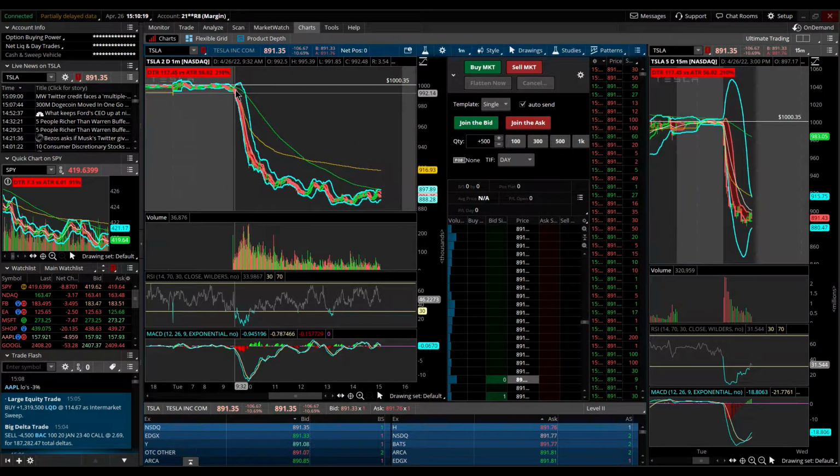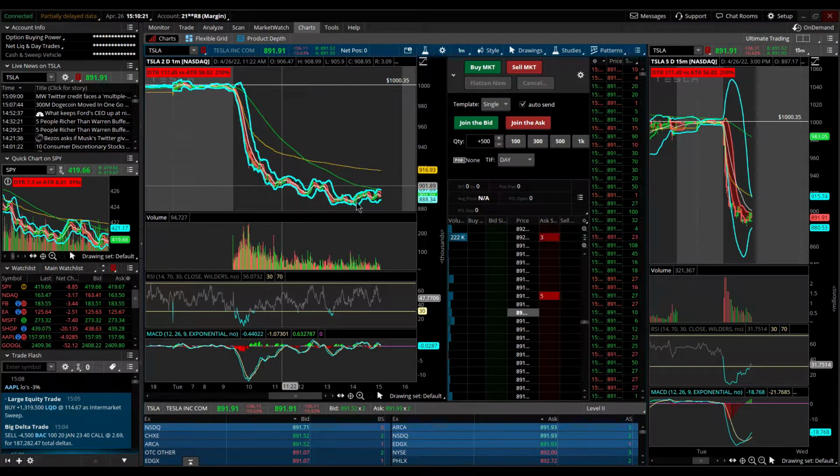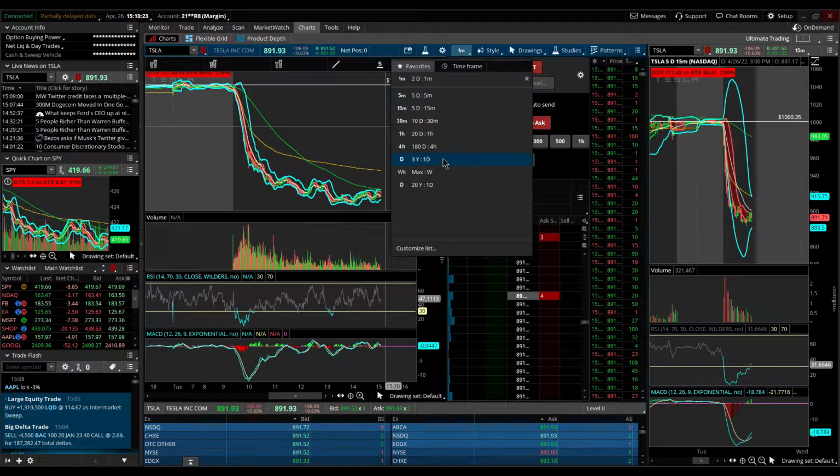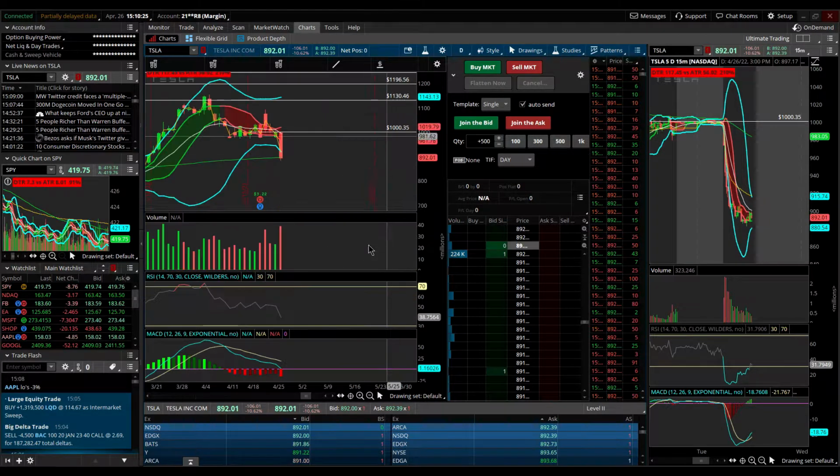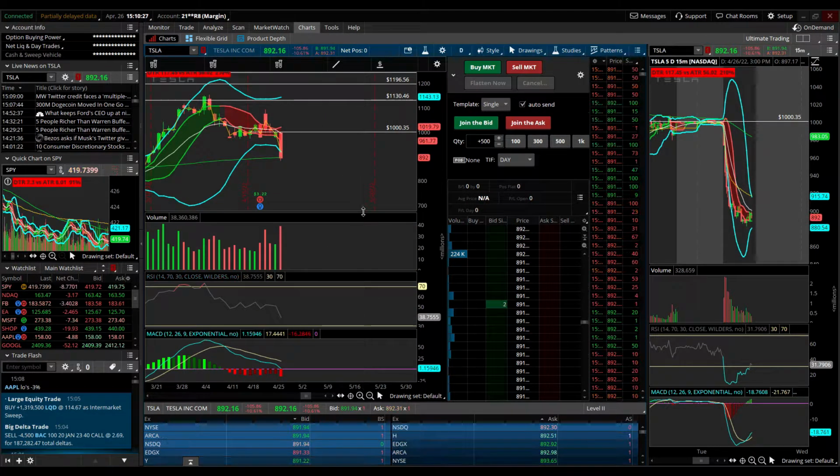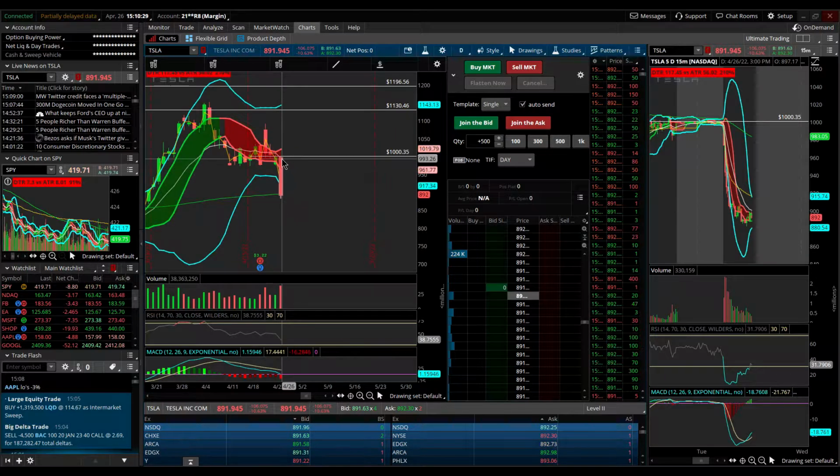So Tesla had a massive hit today. This is a 1 minute chart. It got destroyed. If I go to a daily, look at the daily, it's just absolutely destroyed on the daily.